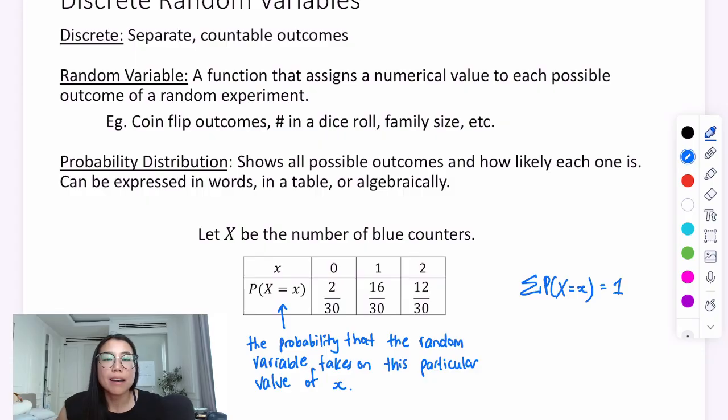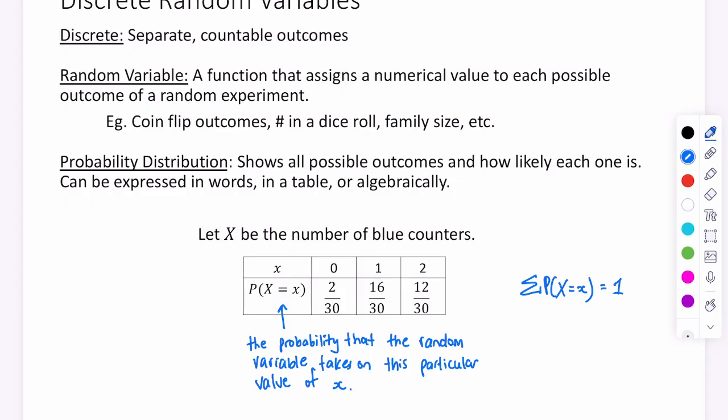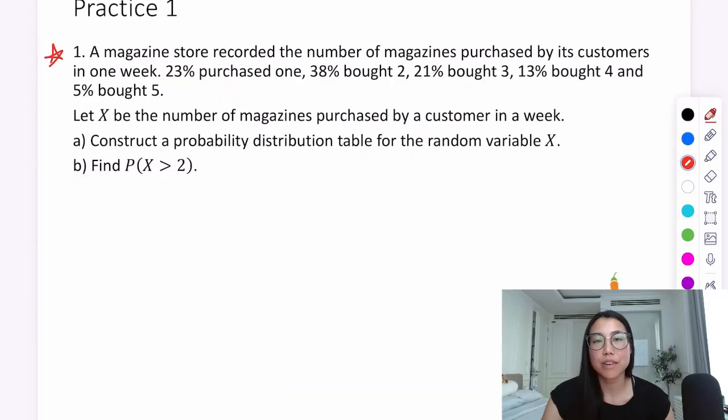So why are these useful? Well, for one, they can help us answer questions about what is the most likely outcome and what we can expect on average. Let's now look at a few practice problems together.